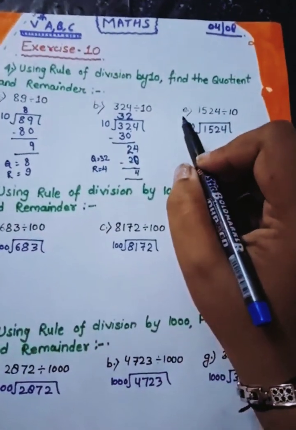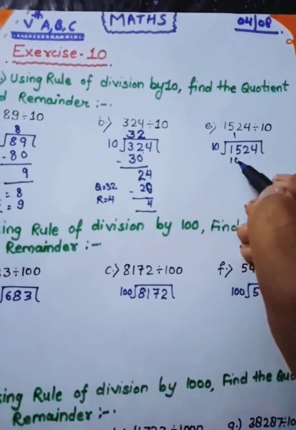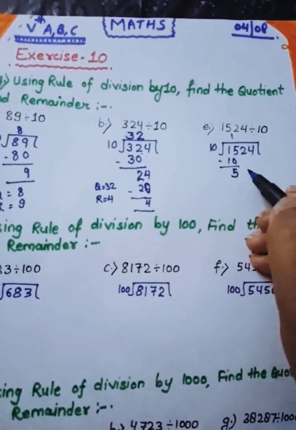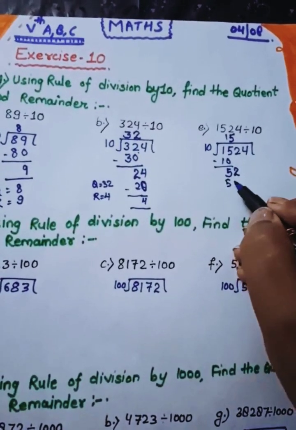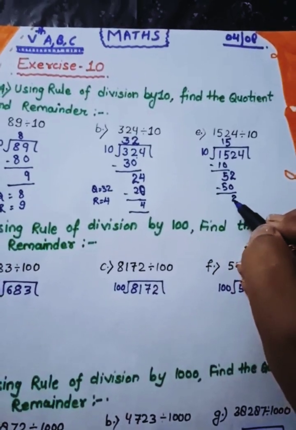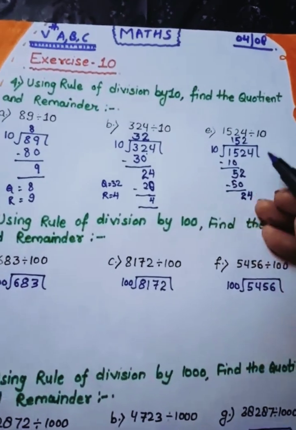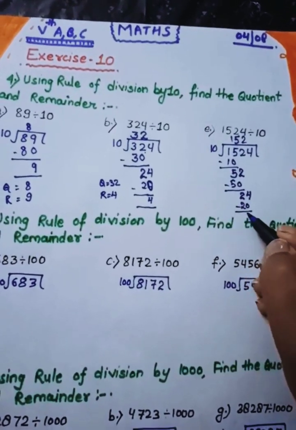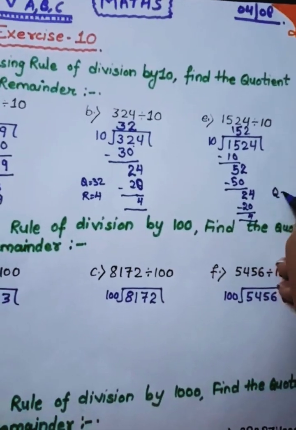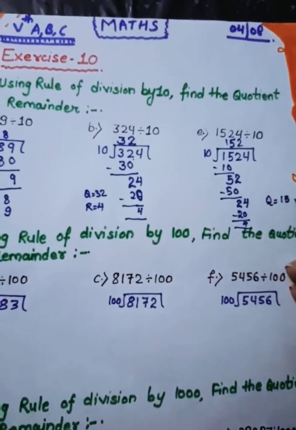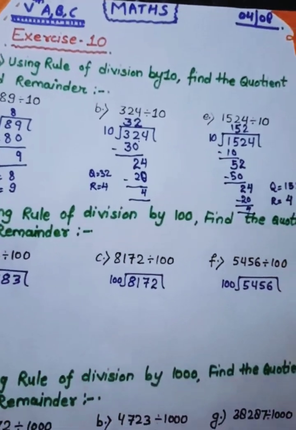Now we'll move on to E part. 10 ones are 10, I have to take that, then 5 is left over here. I have to take this 2 down over here. Now 10 fives are 50. Again let us subtract, 2. Now I have to take this 4 down again over here. 10 twos are 20. Now I will subtract and 4 is left over here. So I will write down Q, that is quotient, is 152 and R, that is remainder, is 4.